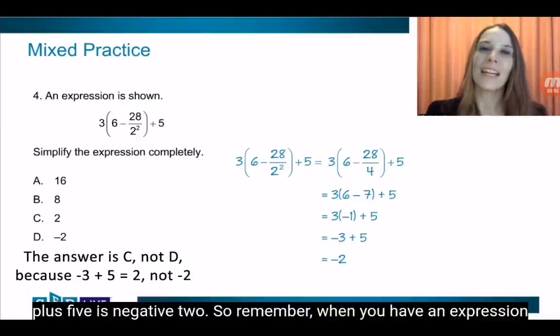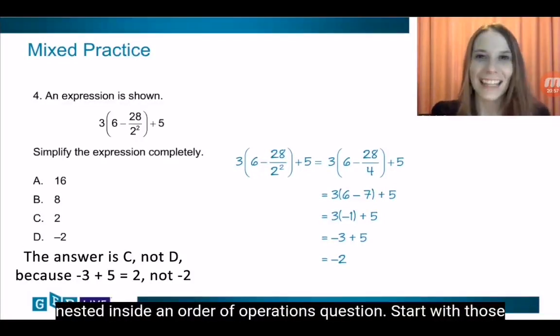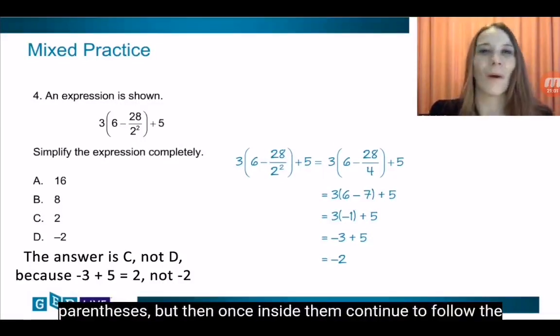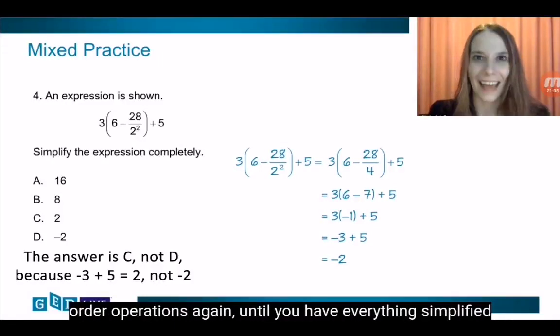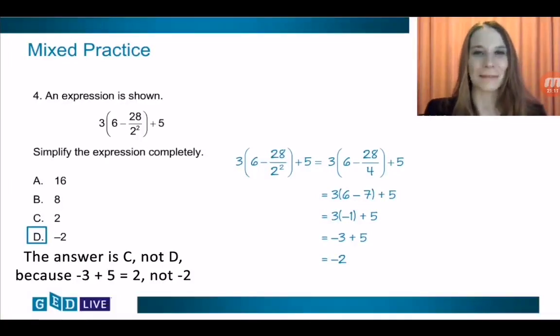So remember, when you have an expression like this, it's almost like you have to do the order of operations nested inside an order of operations question. Start with those parentheses, but then once inside them, continue to follow the order of operations again until you have everything simplified down into a final answer. In this case, answer choice D.